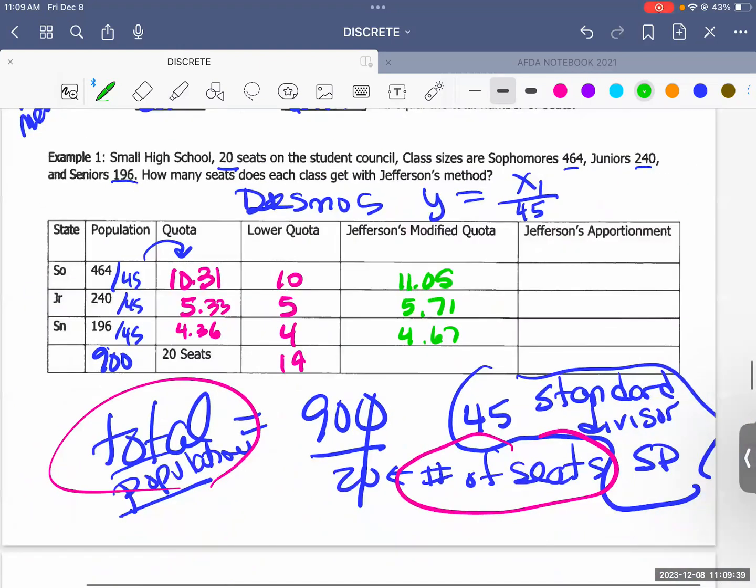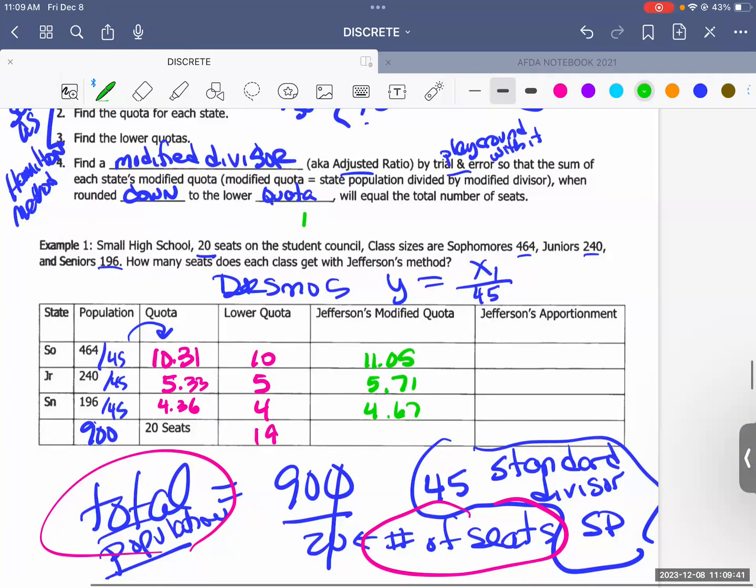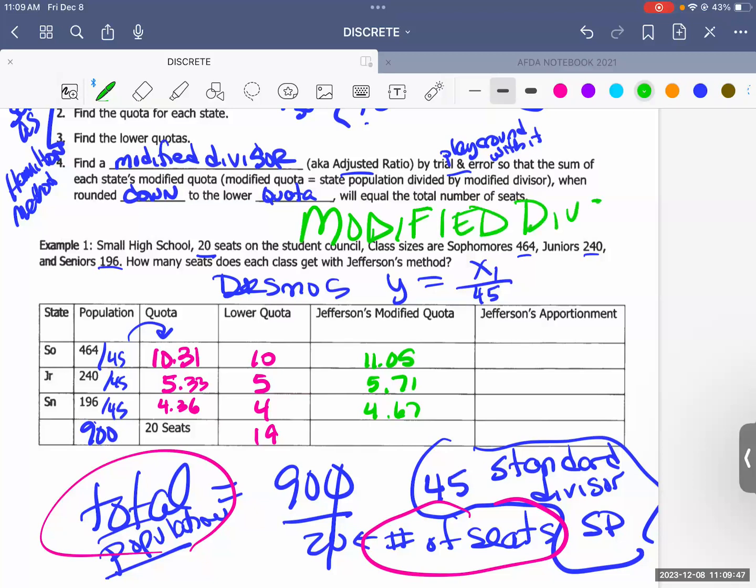My modified divisor, write this real big. Modified divisor is, what do we say, 42? 42. So you're going to change this guy to 42. You're going to play with this number.